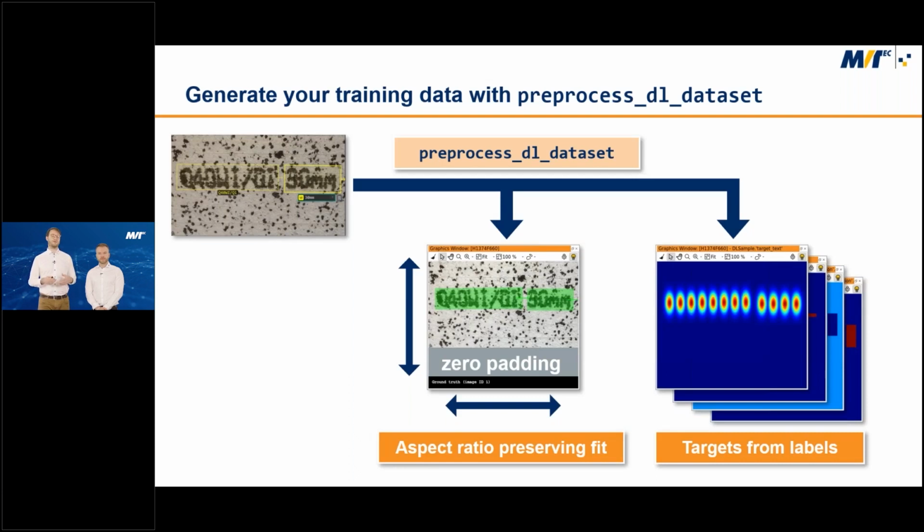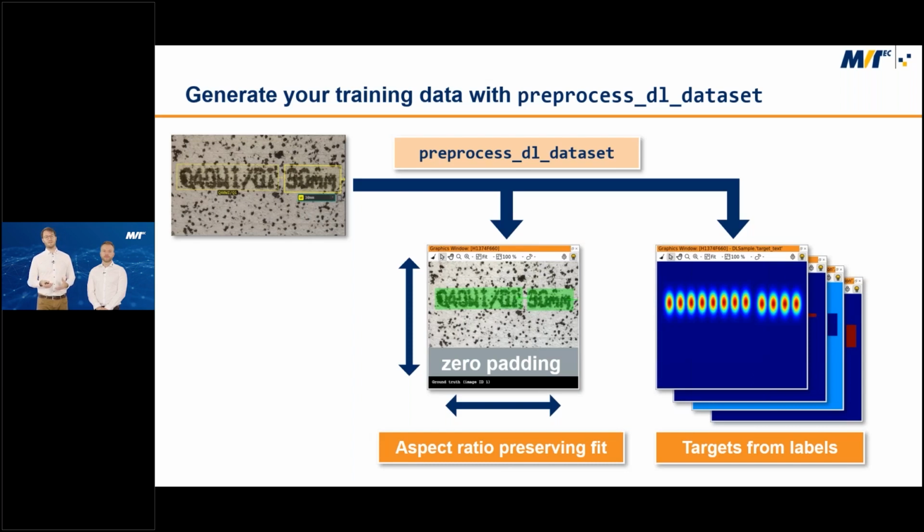First of all, the preprocessed DL dataset does an aspect ratio preserving fit. So a deep learning model always has a defined image size. And if you put in images that have maybe a different aspect ratio than the image size, the images would normally be skewed towards the new image size. But for Deep OCR, it is very important that you have an aspect preserving fit so that the text on the image doesn't get distorted. So what you do here is aspect ratio preserving with a 0 padding, so that the image stays the same way.